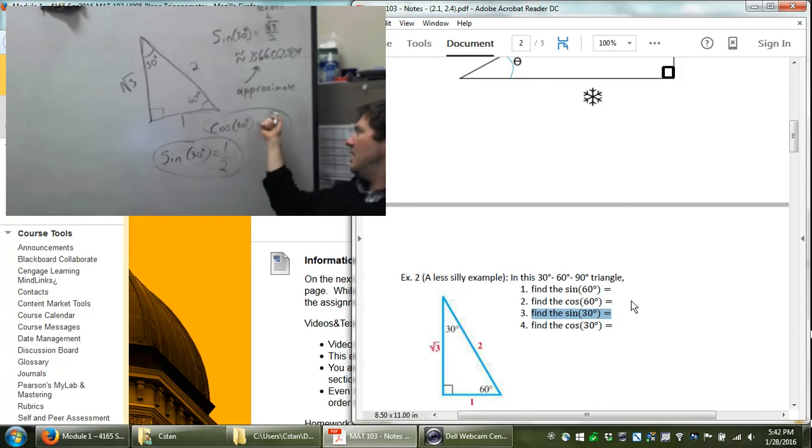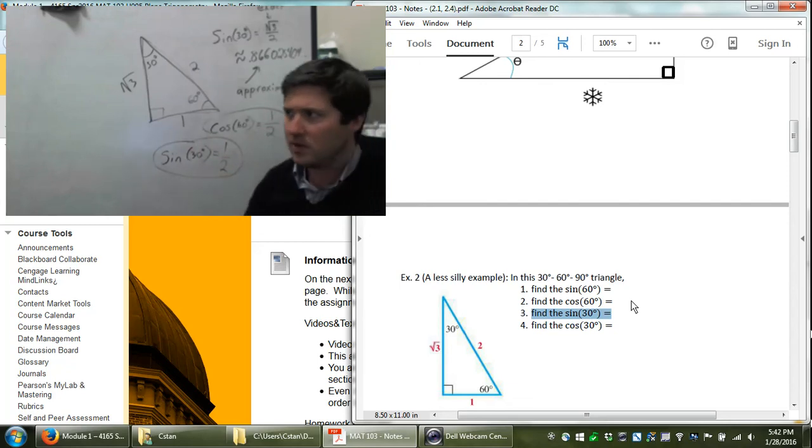But if we're finding the sine of 30 degrees, all we do is we look at our angle 30 and we take the side opposite of 30. So it's not always going to be the number over here. It's going to be whatever is opposite of your angle. So 1 is opposite of 30. That's my opposite side.